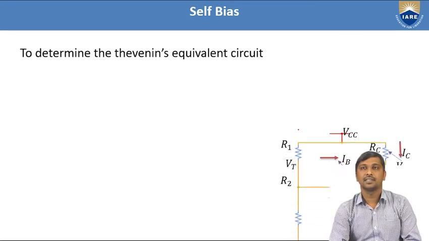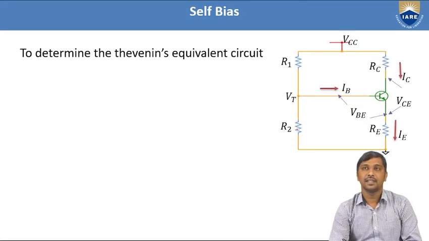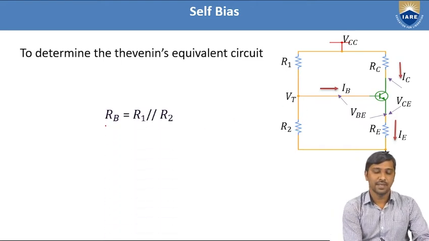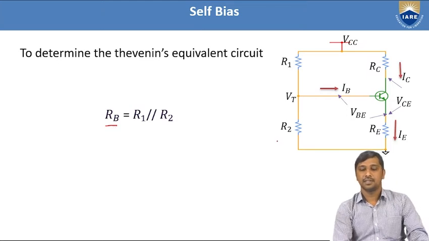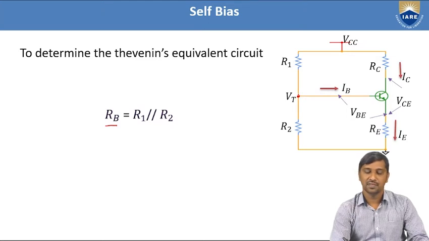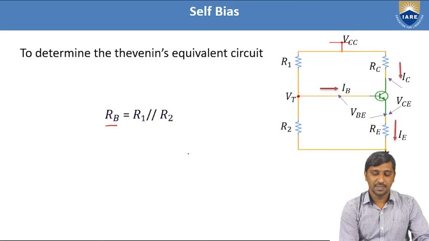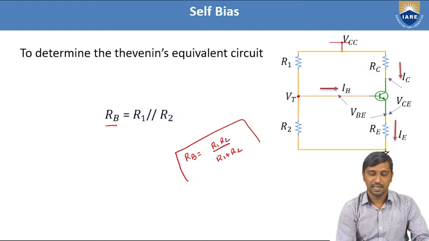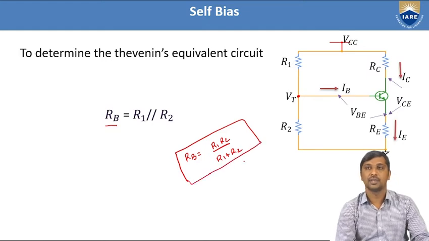From that circuit, to determine the equivalent resistance, which is also represented as the base resistance, whenever R1 is removed from the VCC source, from this node we can observe that the R1 and R2 resistances are in parallel. From this representation, RB is represented as R1 R2 by R1 plus R2. That is nothing but the parallel combination of the R1 and R2 resistances.